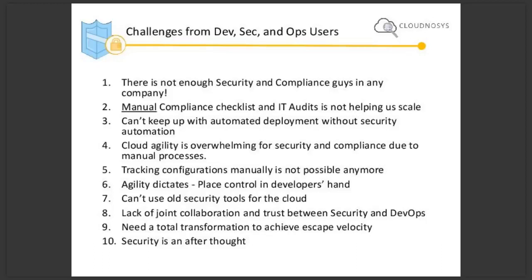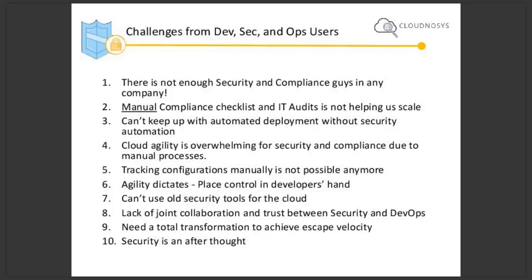Number 4, cloud agility is overwhelming for security and compliance due to manual process. Now, cloud brings another set of major complexities in terms of speed and new technologies and new process. And certainly that agility is putting a lot of pressure on security and compliance to keep up with the manual processes that are in place. Again, you see the word manual repeated, and you should be homing in on this as a major theme in what you need to do to improve your process.